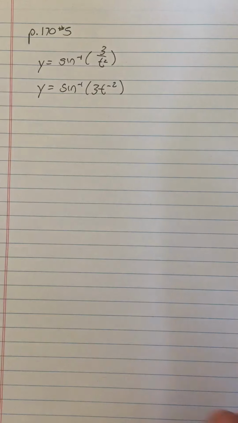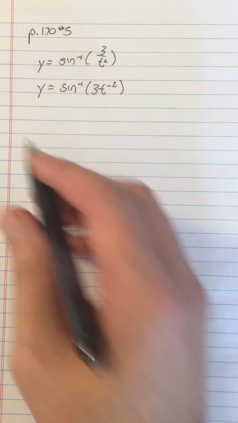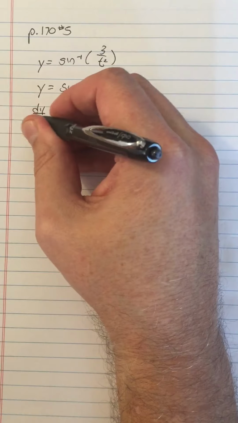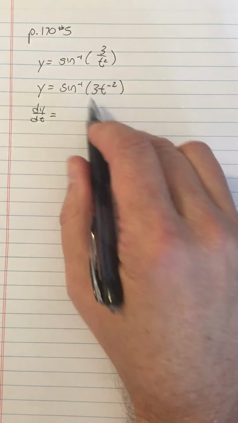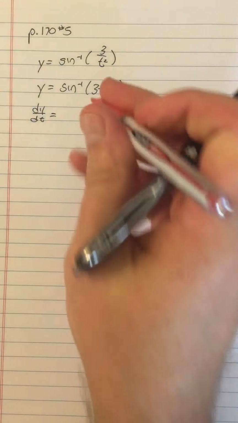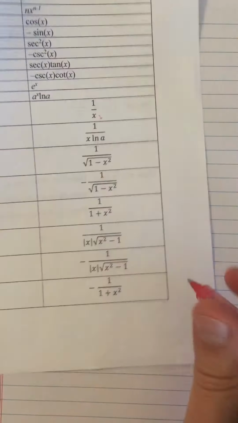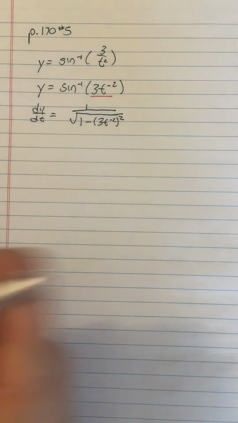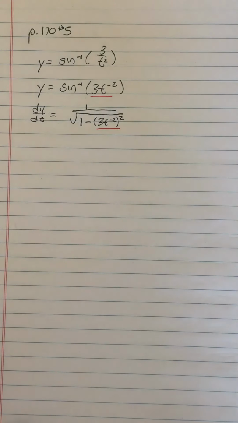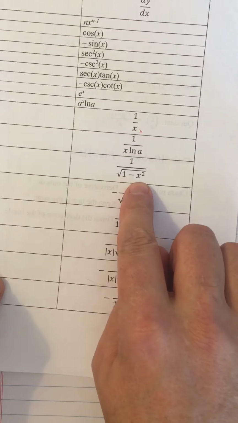The question just says, find the derivative with respect to the appropriate variable, where there's only one other variable, so it's dy dt. All right, so that equals, okay, so now here's the trick, is I have to take this 3t to the negative 2. That's an inside function, and I need to keep it the same in here. So what I'm going to have is 1 over the square root of 1 minus 3t to the negative 2 squared, right? So I've substituted that 3t to the negative 2 for the x in my derivative formula.